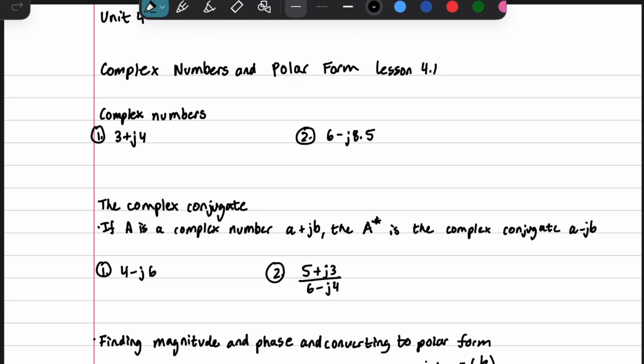All right, guys, you did it. We did it. We are on the last unit.